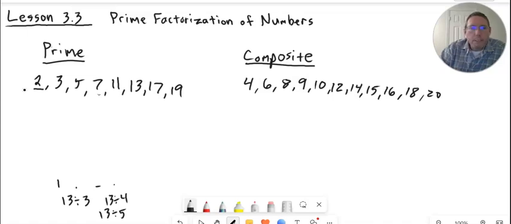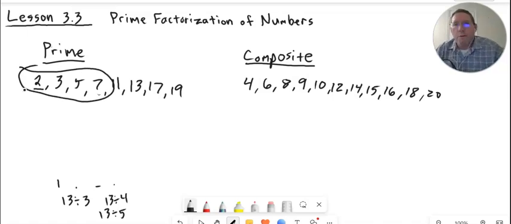Now, in this particular section, just to make things simpler, we're going to stick with just 2, 3, 5, and 7. So we're only going to deal with primes 2, 3, 5, and 7. You don't have to worry about 11, 13, 17, 19, 23, 29. You don't have to worry about any of that stuff.